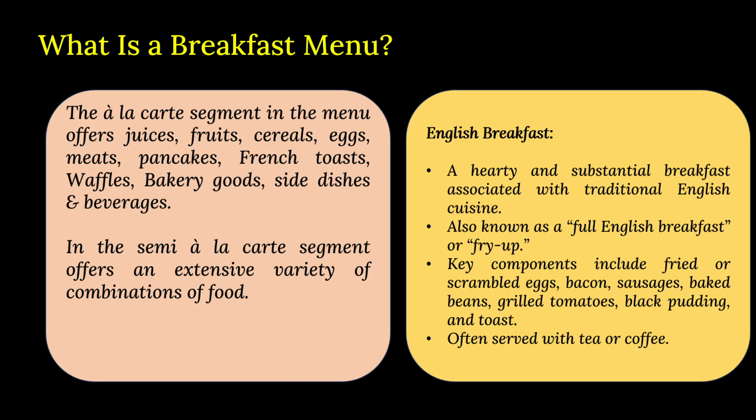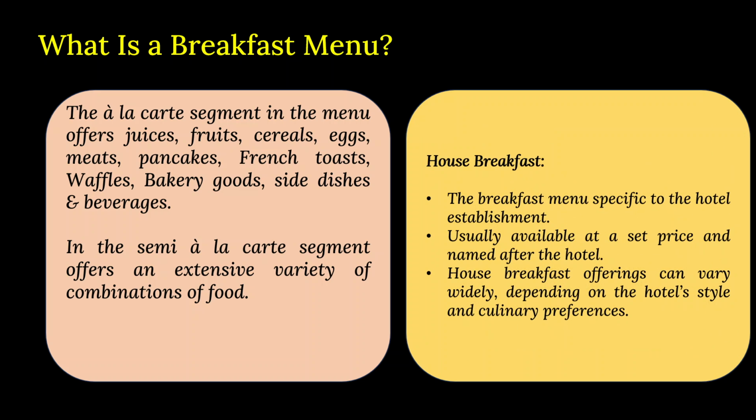Then coming to English breakfast, a hearty and substantial breakfast associated with traditional English cuisine. It is also known as a full English breakfast or fry-up. Technically, it is known as a fry-up breakfast. Key components include fried or scrambled eggs, bacon, sausages, baked beans, grilled tomatoes, black pudding. Black pudding is a sausage, and toast, often served with tea or coffee. That is a combination of English breakfast.